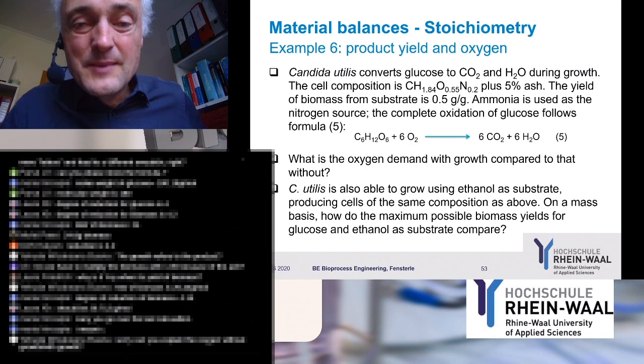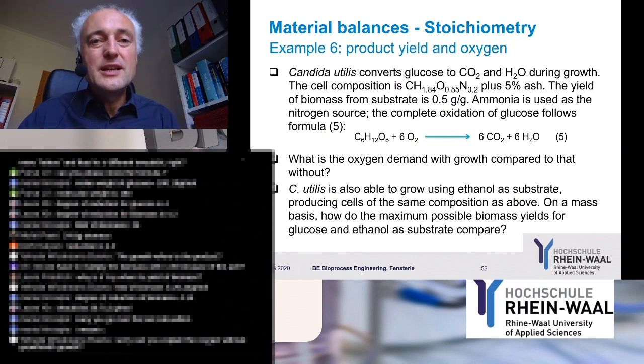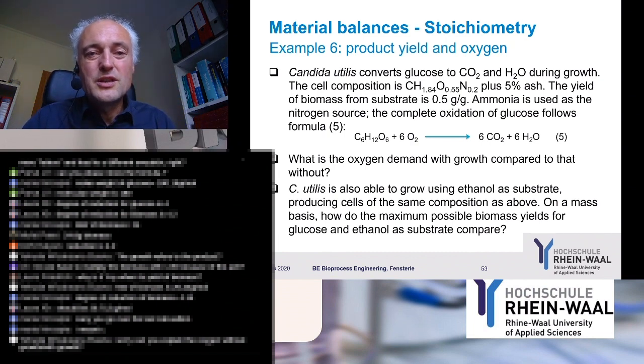You need to set up and solve a system of linear equations. And why should you do it if you can put it in a very simple formula? So that's the better way. You save a lot of time.